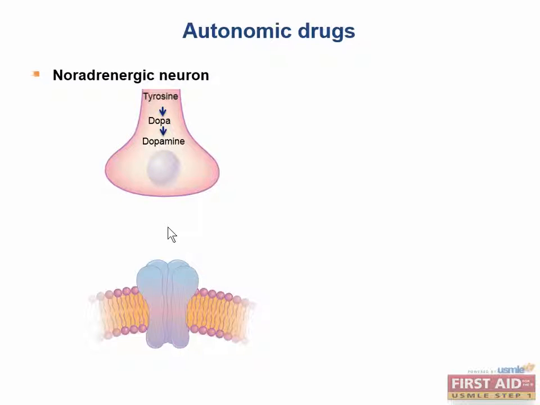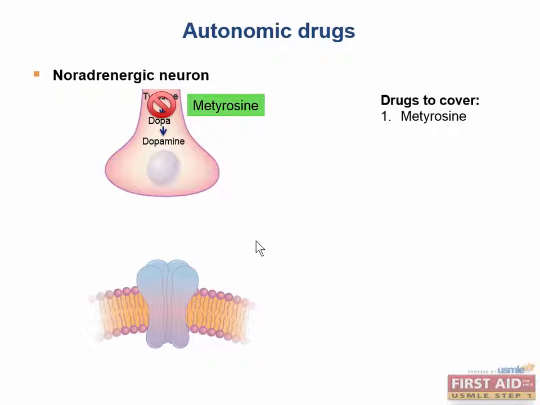A tyrosine analog called metyrosine can interfere with this step by competitive inhibition. Metyrosine was actually first used as an antihypertensive, but because it non-selectively blocks all catecholamine synthesis, it has a wide range of side effects and therefore is rarely used today for purposes other than research and to talk about conceptually here.